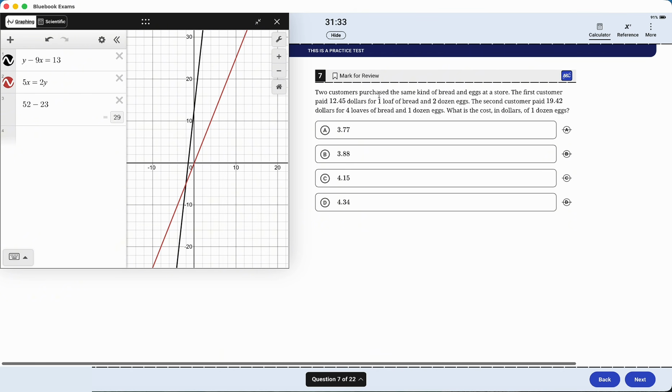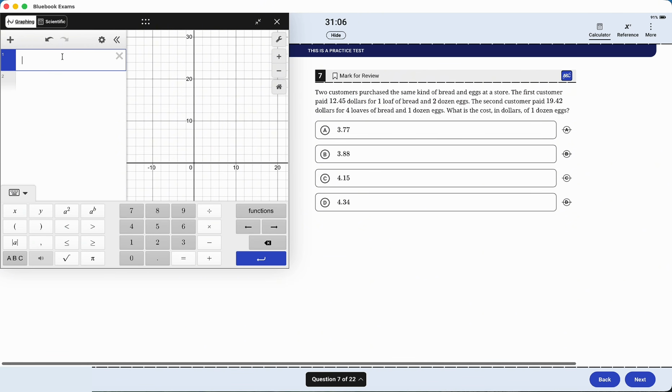Next one here. So here we got another system of equations problem. This one's not as obvious, so this is obviously harder, right? The way I know this is a system of equations problem is a system is used when you have 2 unknowns. Here they describe purchasing some amount of bread and some amount of eggs. So if there's 2 unknowns, that's typically going to be a system. This sentence here is going to give us one equation. One customer paid $12.45 for 1 loaf of bread and 2 dozen eggs. Two dozen eggs, okay.